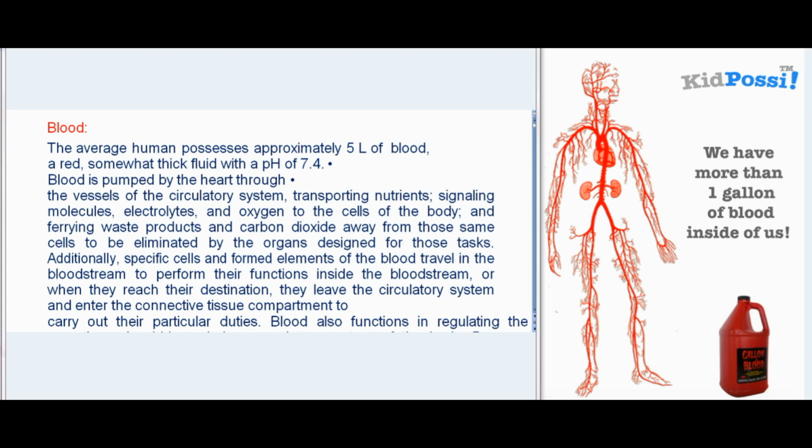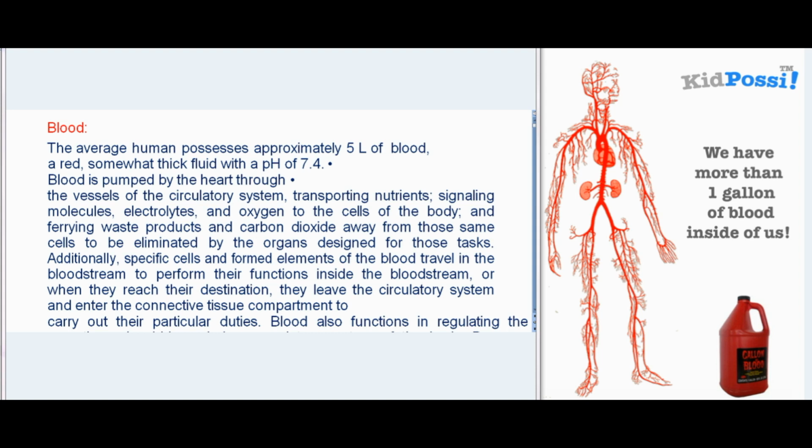Blood. The average human possesses approximately 5 L of blood, a red, somewhat thick fluid with a pH of 7.4. Blood is pumped by the heart through the vessels of the circulatory system, transporting nutrients, signaling molecules, electrolytes, and oxygen to the cells of the body, and ferrying waste products and carbon dioxide away from those same cells to be eliminated by the organs designed for those tasks.